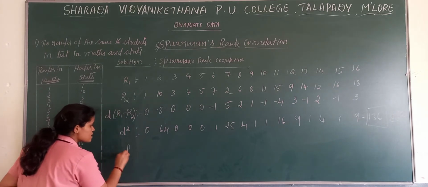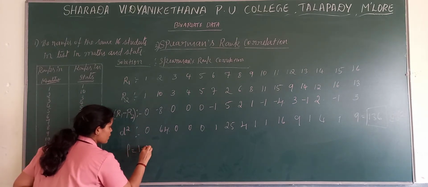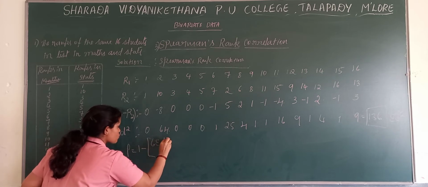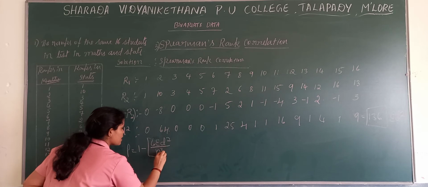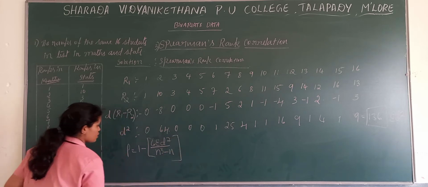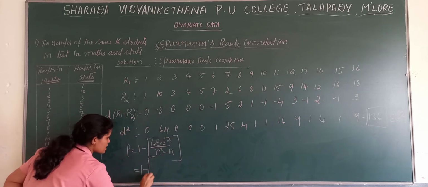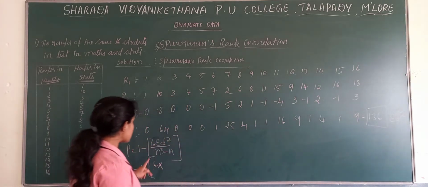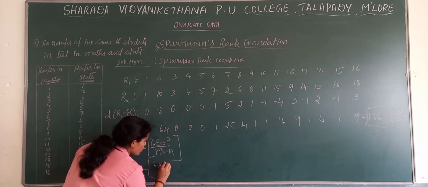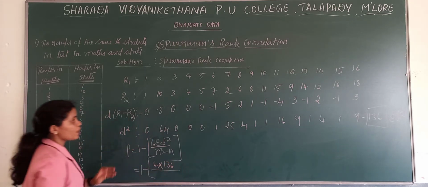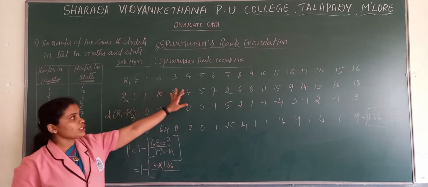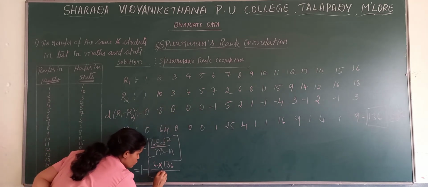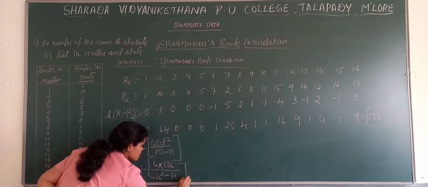So here Spearman's rank correlation is 1 minus, open the bracket, 6 sigma D square divided by n cube minus n. Substitute: 1 minus 6 into sigma D square 136, 6 is already there in the formula, divided by n. How many values do we have here? 16 values. 16 cube minus 16.